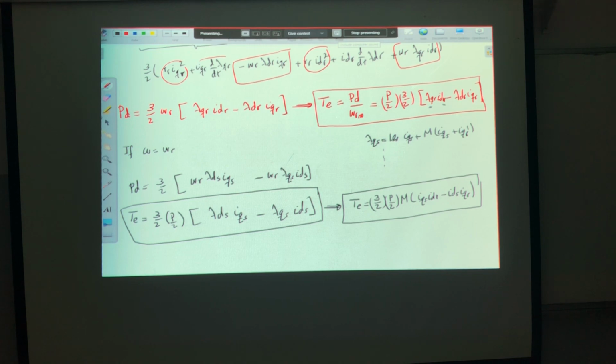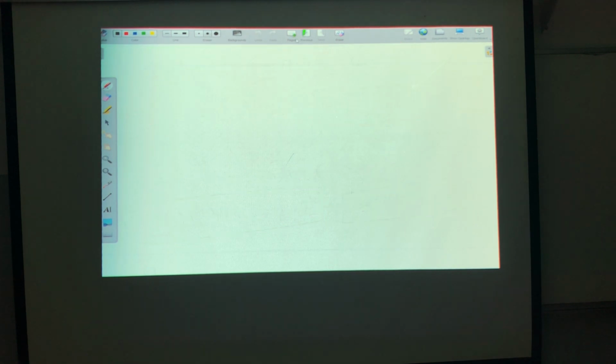Okay, so let's start with the field-oriented control, or what we call the vector control of the induction machine. Now, to highlight the concept.